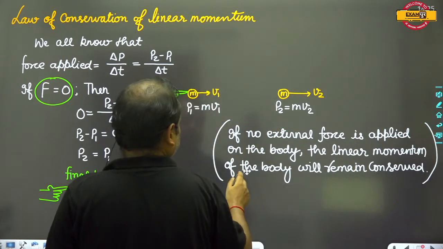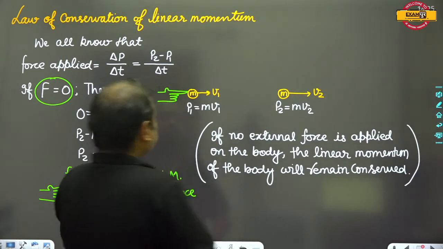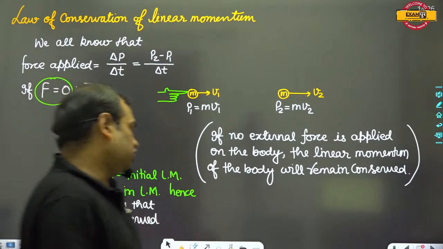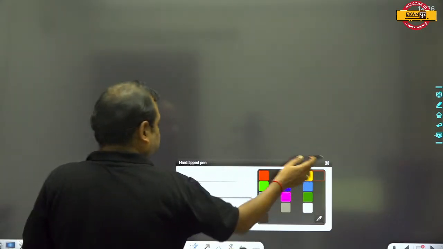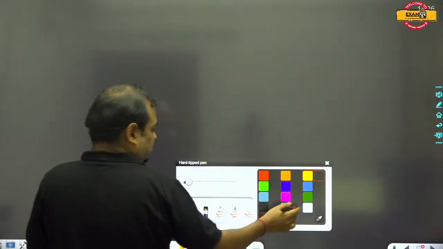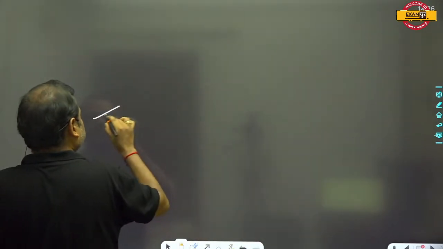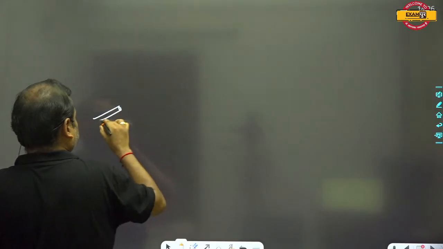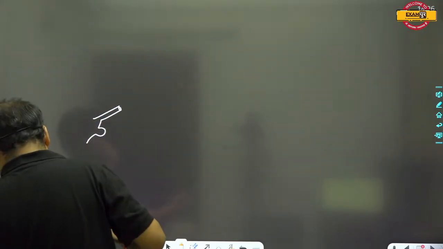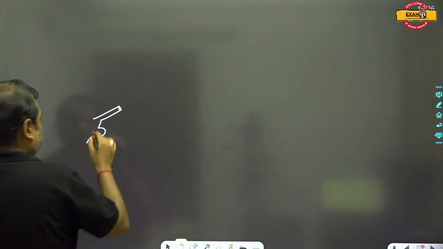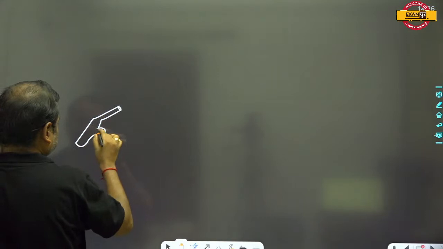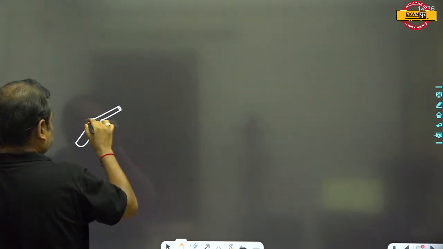Okay. So this was the law of conservation of linear momentum. Now we will move to another example of the law of conservation of linear momentum. Suppose that here we are going to study an example: firing a bullet from a gun.